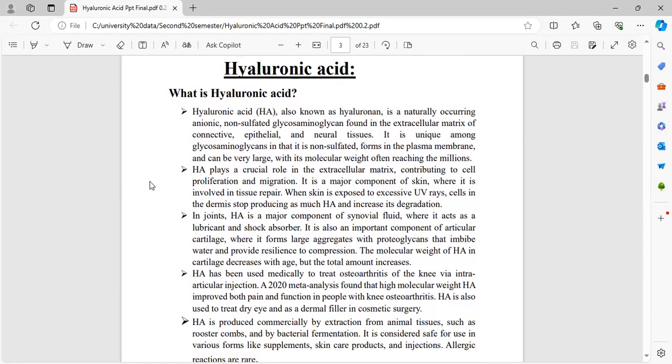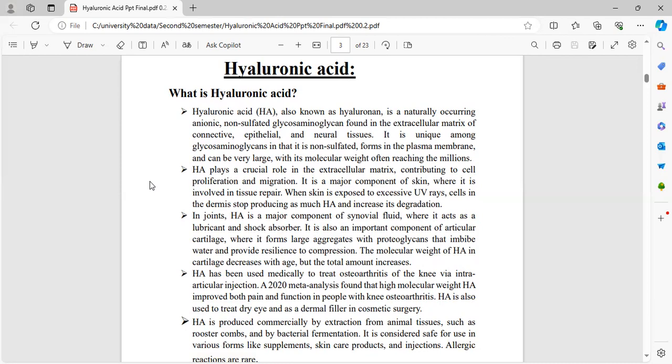What is hyaluronic acid? Hyaluronic acid, also known as hyaluronan, is a naturally occurring anionic, non-sulfated glycosaminoglycan found in the extracellular matrix of connective, epithelial and neural tissues. It is unique among glycosaminoglycans in that it is in non-sulfated form. It is found in the plasma membrane and can be very large, with its molecular weight often reaching the millions. Hyaluronic acid plays a crucial role in the extracellular matrix, contributing to cell proliferation and migration.